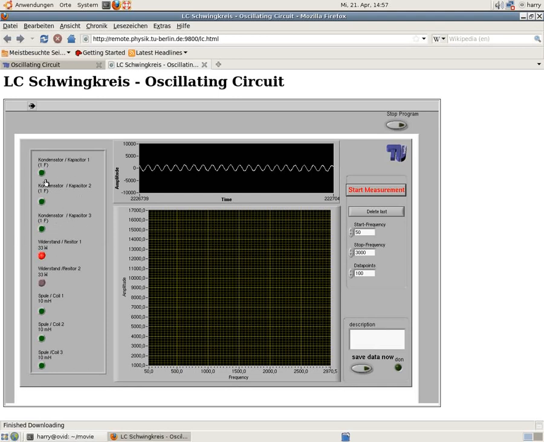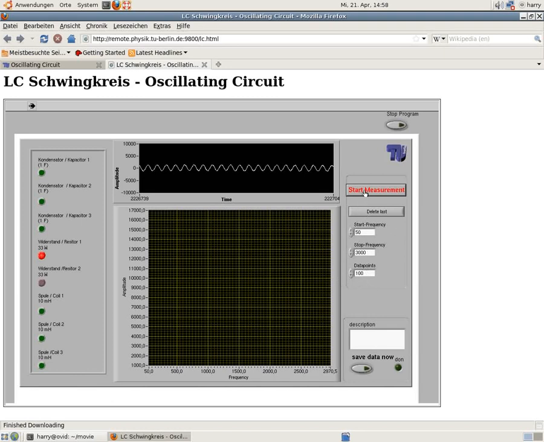On the left side here, I have buttons. I can switch additional capacitors to the circuit, or additional resistors, or inductances or coils with the given values. And over on the right side, I can adjust the external voltage, the frequency where we start, and then we will ramp this frequency and sample a certain number of points.